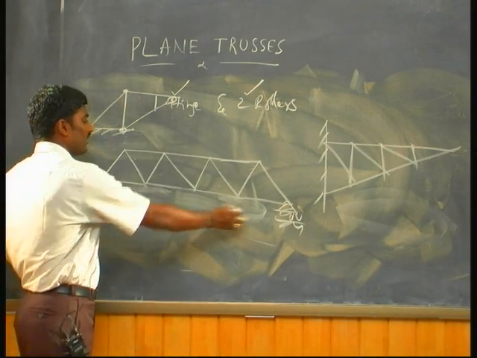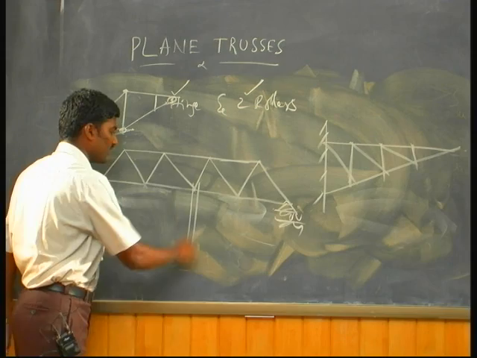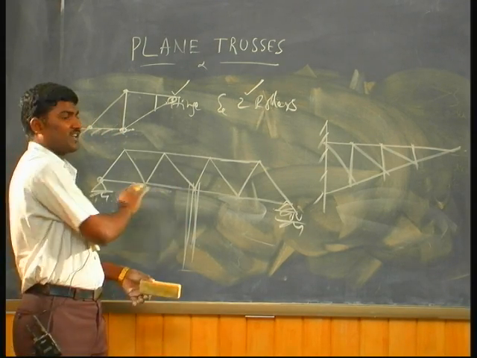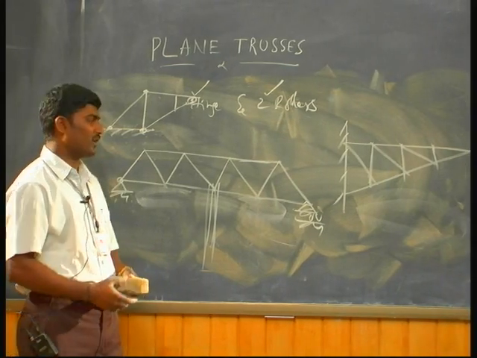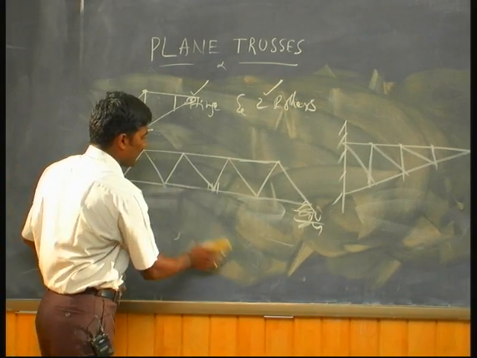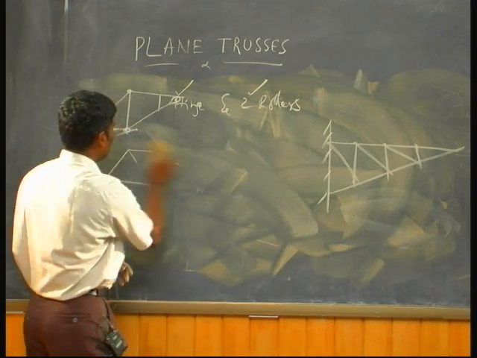Why? Because of my column-free space. If you have a column here, what does a roller mean? You need to have a column here, so it is obstructing. My basic requirement is I don't want to obstruct my space. That is why we don't go for three supports.